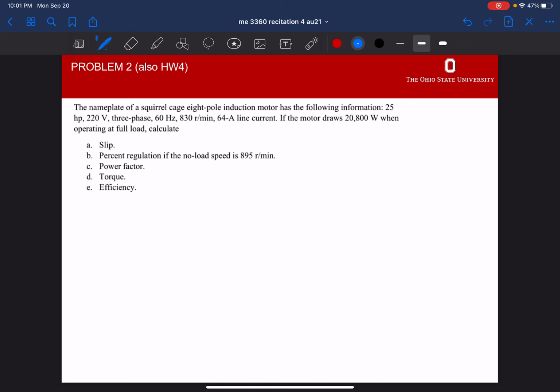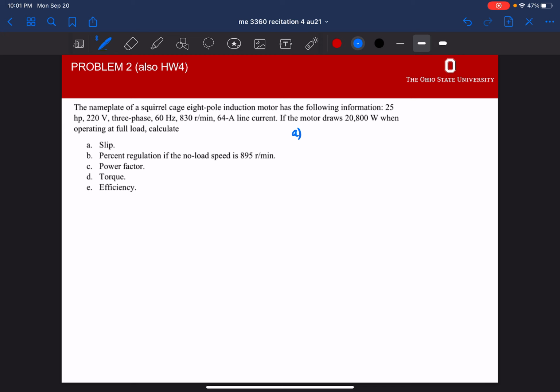Okay, so for this second problem, now we need to evaluate a couple of different parameters for, again, an induction motor for which the output power is given as 25 horsepower, the input power supply is a three-phase 220 volt, 64 ampere power supply. It's operating at 60 hertz, and the operating angular speed is 830 rpm. The motor is drawing in 20,800 watts when operating at full load. So we need to calculate the slip, percent regulation if the no load speed is 895, power factor, torque, and efficiency. So let's start off with part A.